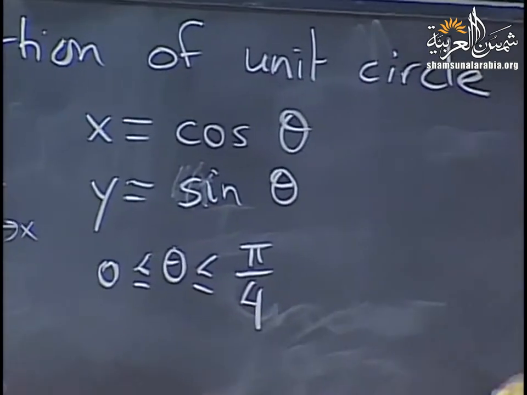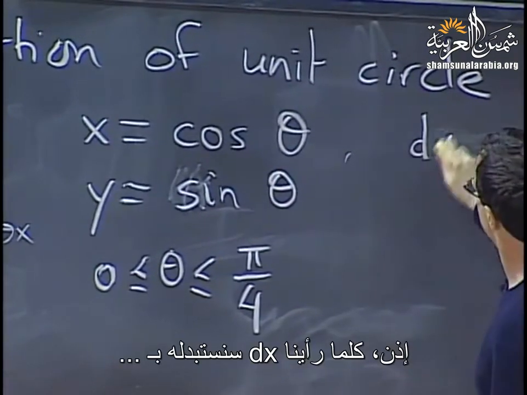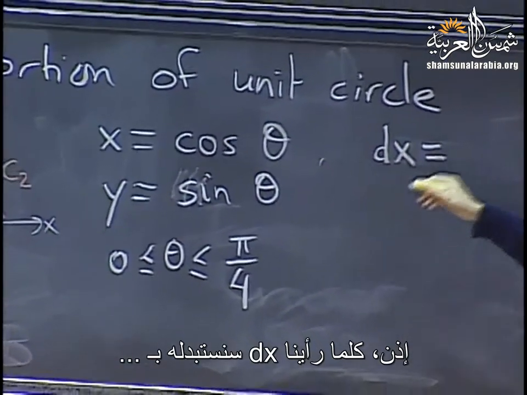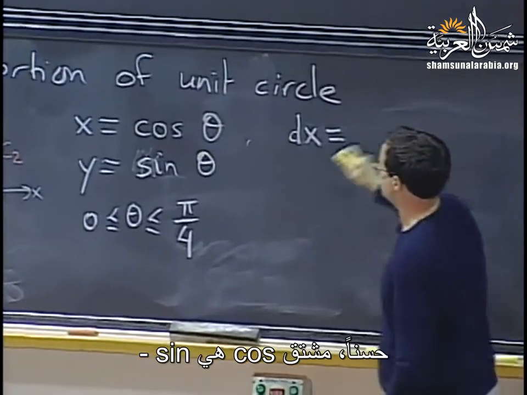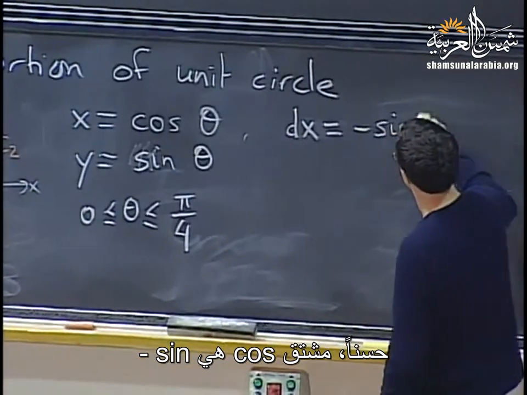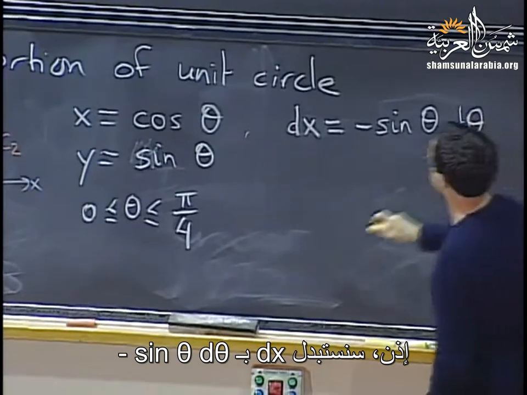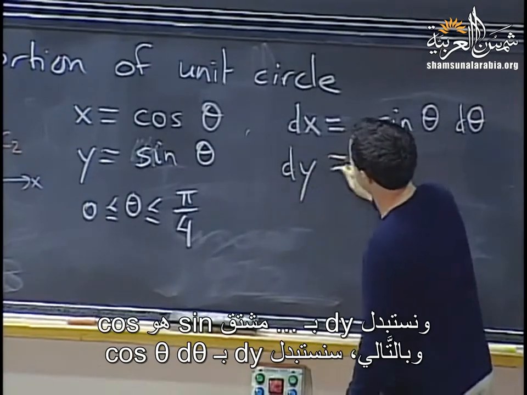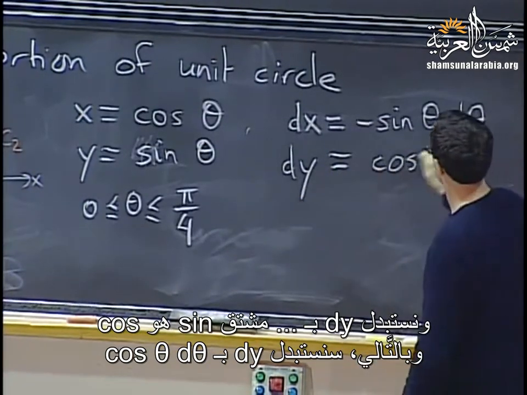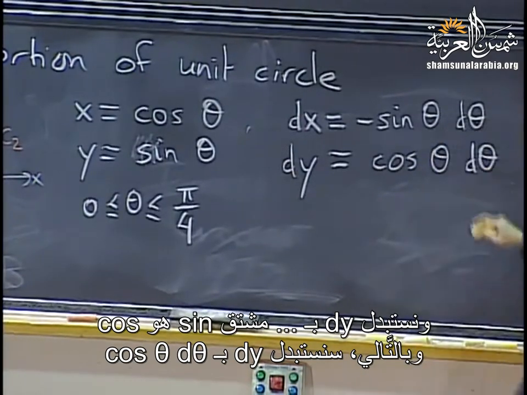Okay? So whenever I see dx, I will replace it by, well, the derivative of cosine is negative sine, so minus sine theta d theta. And dy, the derivative of sine is cosine, so it will become cosine theta d theta.